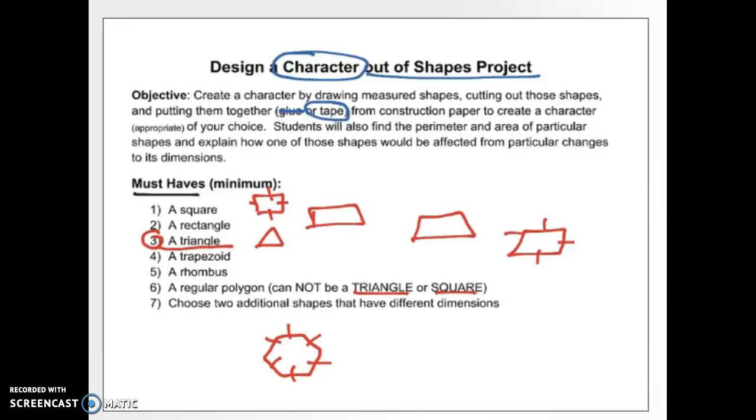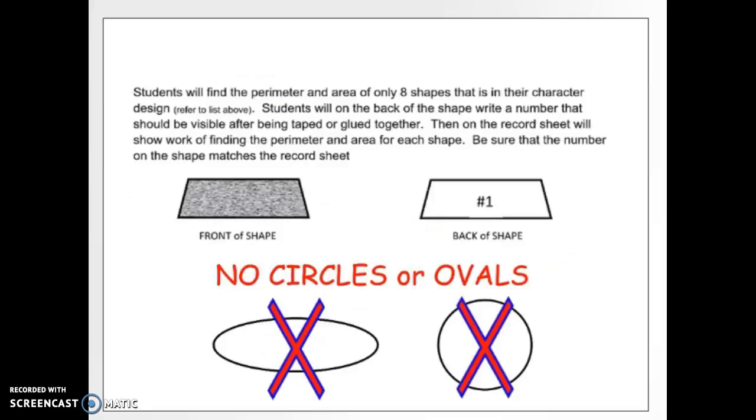And then I'm giving you the freedom to choose 2 additional shapes, but they have to have different dimensions. So if I pick another rectangle, I can't pick another rectangle that has the same dimensions as the rectangle I used originally. So you will only find the perimeter and area of 8 shapes, okay? The 6 that I specifically listed, and then the 2 additional ones that you pick will be those to make the 8.